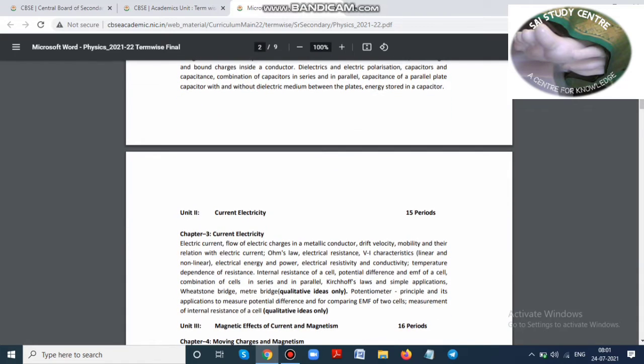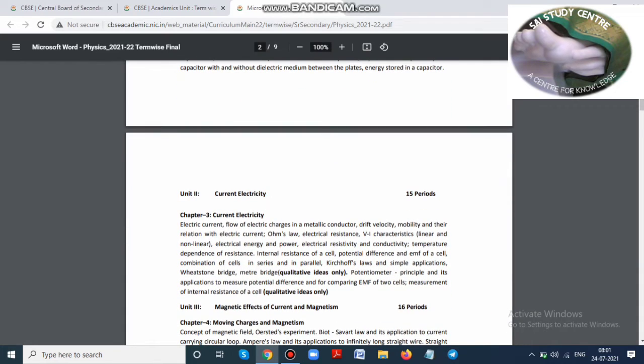In current electricity, it is removed with the resistance, color code of carbon resistance, that part is removed. You have Ohm's law, electrical resistance, electrical resistivity. Then immediately it starts with internal resistance. So totally that resistor part is removed. Resistors in series, resistors in parallel, carbon resistors, color code removed. And qualitative ideas, meter bridge and potentiometer we have to study.